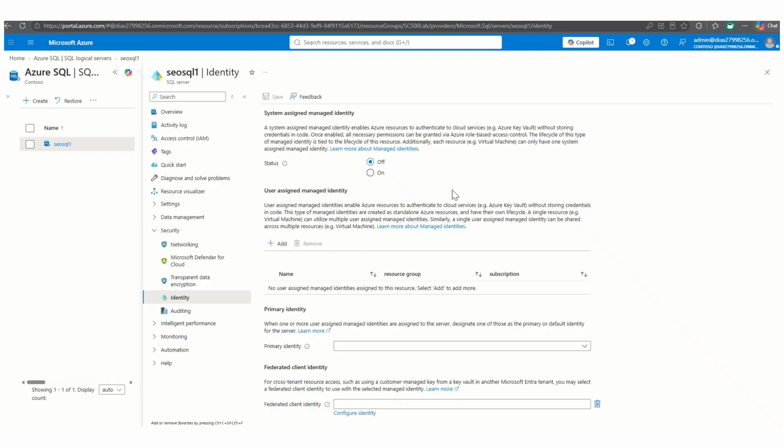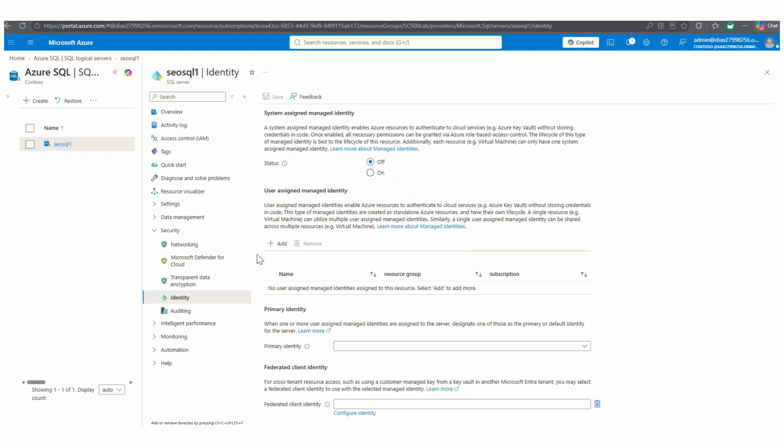This is another key point there. The start, well, it's off. So if you want to turn it on, then you would turn it on for this, but it is off. On the other hand, user assigned managed identity.